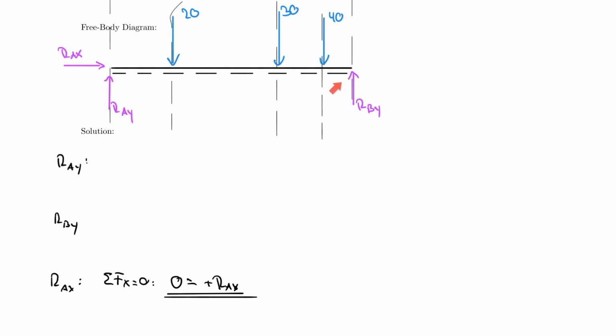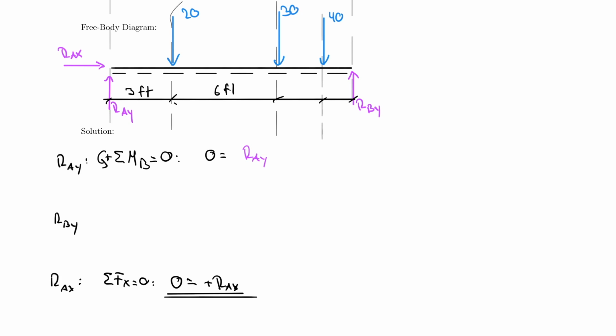Remember from our explanation before that if I want to find RAY, I need to make RBY disappear. So I take the sum of the moments about this point. So I write down the sum of the moments about B is equal to 0, counterclockwise positive. And then I say 0 is equal to RAY multiplied by, I need to bring down my lengths here. So let's actually do that. So we have 3 feet here, 6 feet here, 2 feet, and 1 foot.